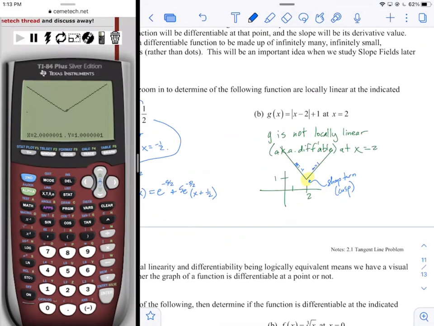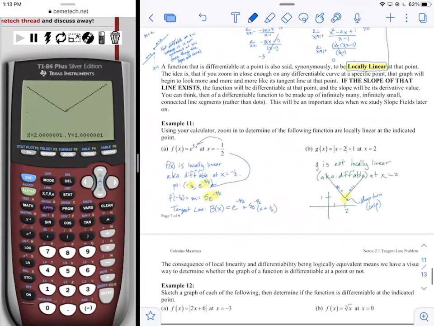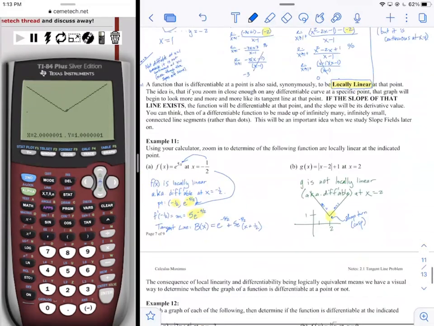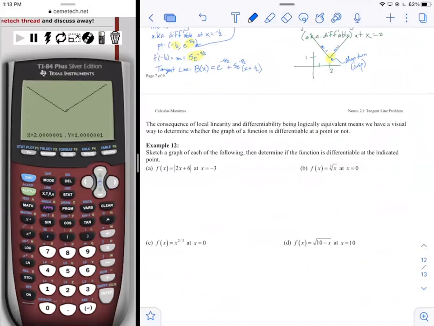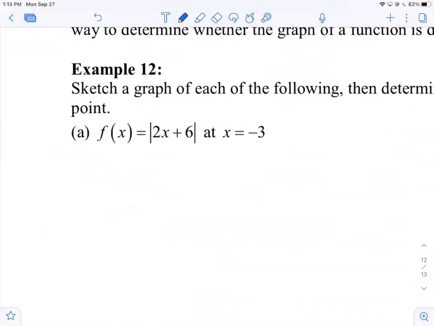Anytime you have a sharp turn or a cusp, and then where else is it not differentiable? Yeah, not just a jump, but at any discontinuity. Any discontinuity. All right. So let's jump to example 12.